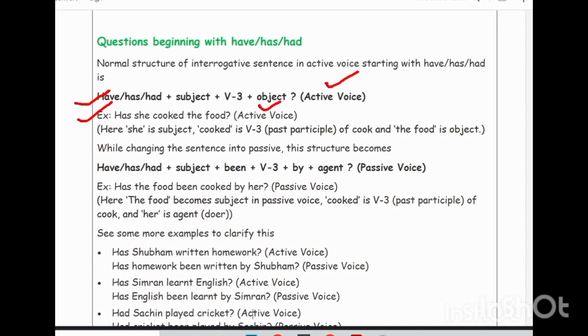The passive voice of this sentence is: has the food been cooked by her? Passive voice. So the structure was have or has or had plus subject plus been plus third form of verb plus by plus agent. Already I have told you the agent is the subject of the sentence, as it is used as an object in this. Examples are given here; you have to see these examples. Now come to the next.